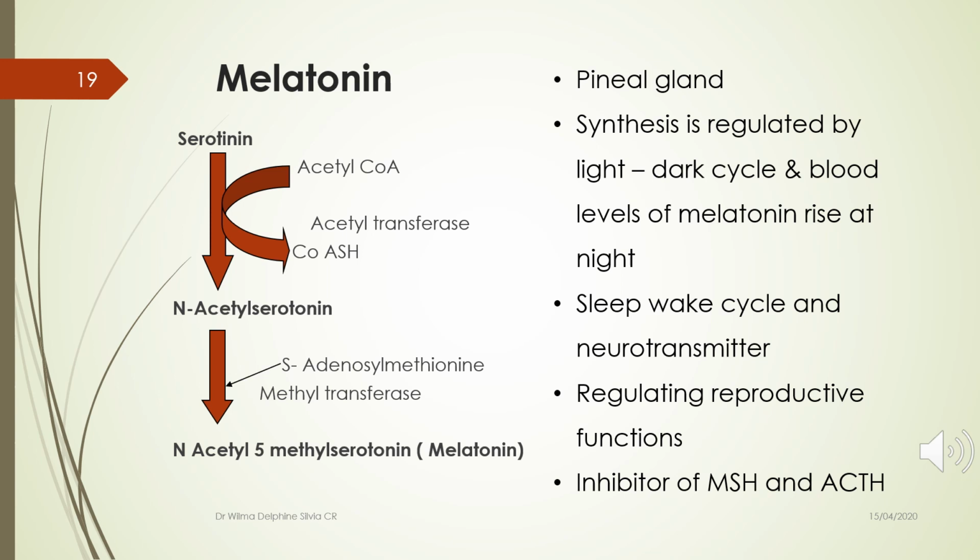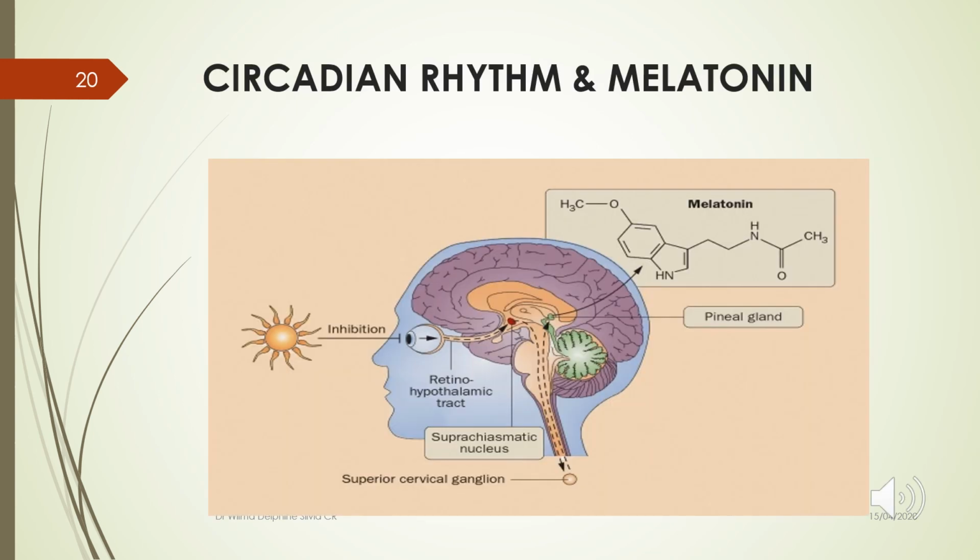Its synthesis is regulated by the light-dark cycle and blood levels of melatonin rise at night. It not only acts as a hormone but also as a local regulatory molecule of various tissues. It is involved in the sleep-wake cycle, regulates the reproductive functions, and also acts as an inhibitor of melanocyte stimulating hormone and ACTH. Do you know which hormone is involved in the process of circadian rhythm? It is melatonin which is involved in the process of circadian rhythm.